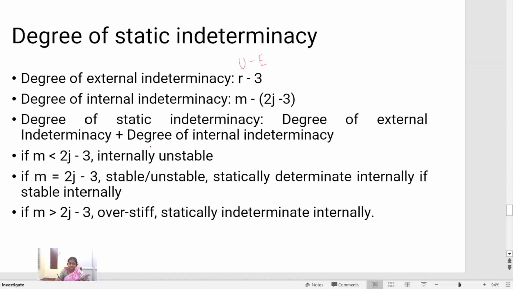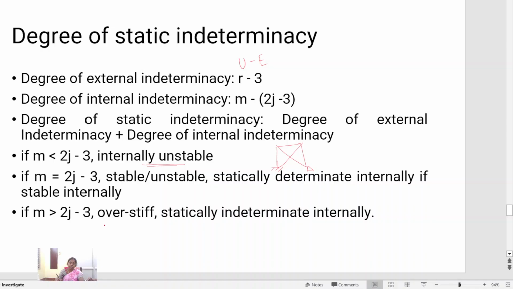If the number of members is less than 2j minus 3, it is internally unstable. If the number of members is equal to 2j minus 3, it is stable but can be unstable, because if the arrangement is like this, where the bottom member is not present here, even though it is determinate, this structure can be unstable. So there is a possibility of stable and unstable in this condition m equal to 2j minus 3.